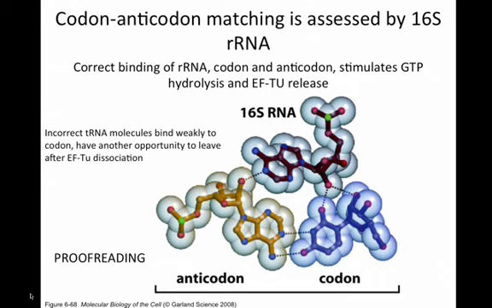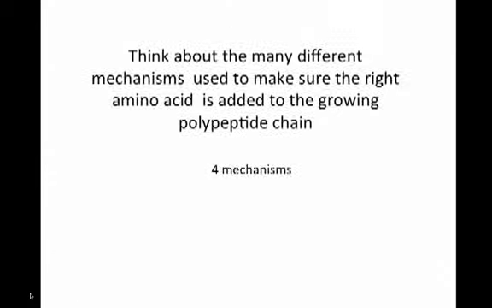So you think about proofreading a little bit in this. Proofreading is happening through the action of the EF-Tu, through the action of the 16S ribosomal RNA, and it's also happening at some earlier stages that we talked about, right? So I want you to think about all these different mechanisms we've been talking about that are used to make sure that the appropriate amino acid is added. So who can think of another mechanism? Another something we learned about that's ensuring the appropriate amino acid is going to be added to the growing polypeptide chain.